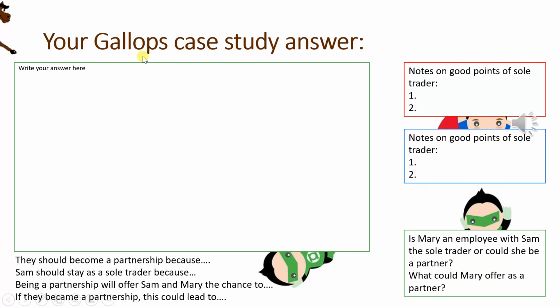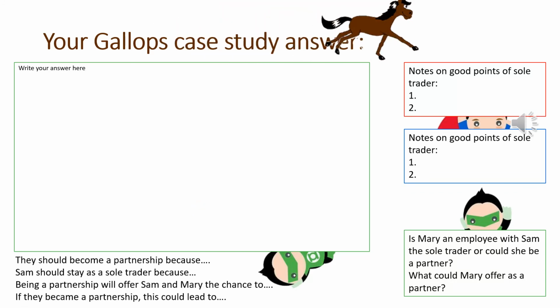So this is where you're going to put your Gallops case study answer in the green box on the left. Looking at the red and blue boxes on the right, I'd like you to just have a sneaky little remember, copy and paste or write the notes again in those boxes to remind you of some of the good points you've written down. So just add them again here. And remember, in the green box, this is where you've got to make the decision of whether Sam and Mary are going to go forward as a partnership.